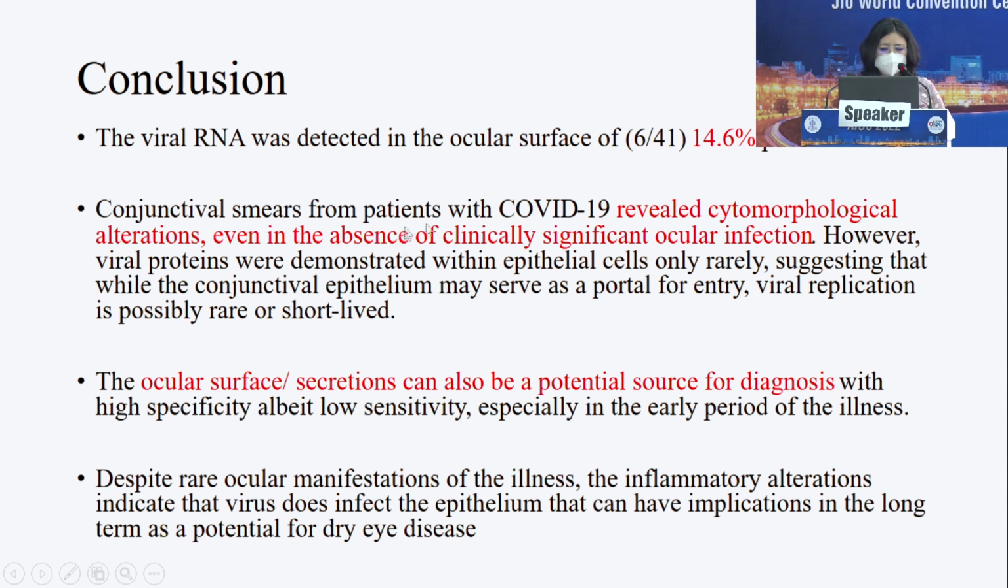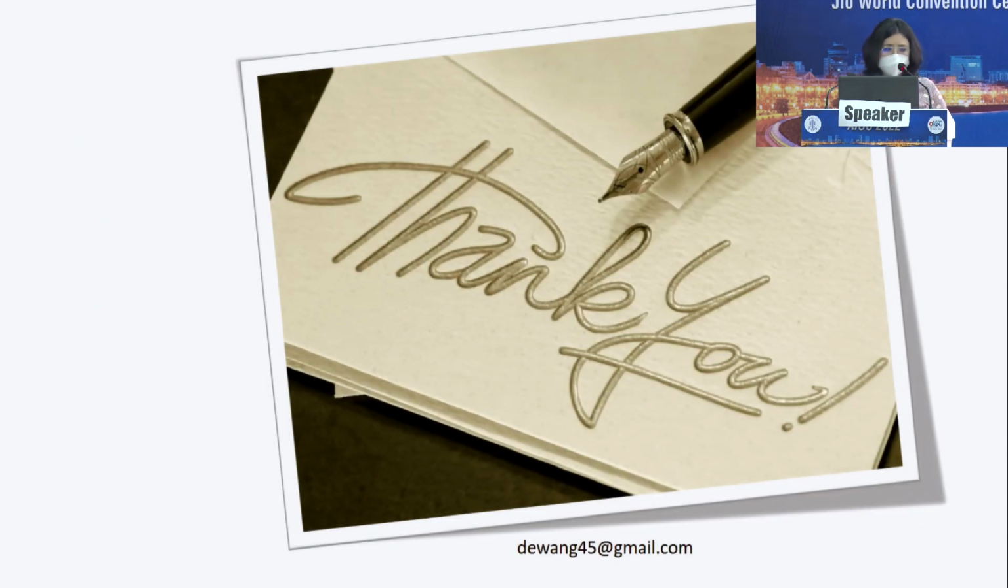The conjunctival smears from patients with COVID-19 revealed cytomorphological alterations even in the absence of clinically significant ocular infection. However, viral proteins were demonstrated within the epithelial cells only rarely, suggesting that while the conjunctival epithelium may be a portal for entry, viral replication is possibly rare or very short-lived. Also, ocular surface secretions can be a potential source for diagnosis with high specificity, albeit low sensitivity, especially in the early period of the illness. Despite rare ocular manifestations, the inflammatory alterations indicate that the virus does infect the epithelium, which can have long-term implications as a potential for dry eye disease or other ocular surface problems. Thank you.